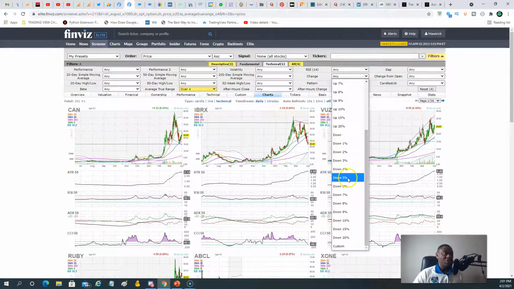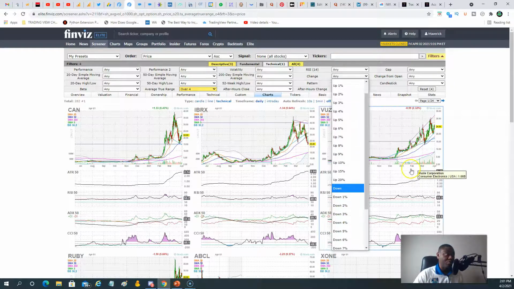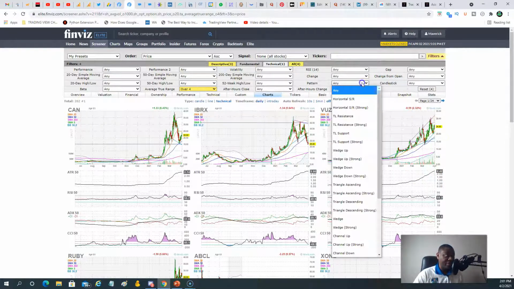The percentage change, obviously, in pre-market. So a stock down a certain point, you can decide what you want to use on here. The market is not live as of now.